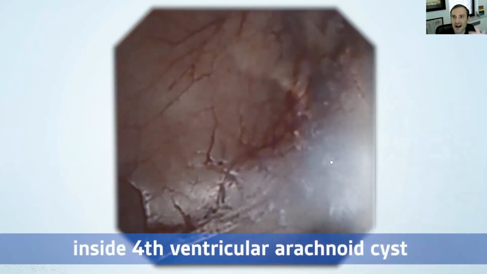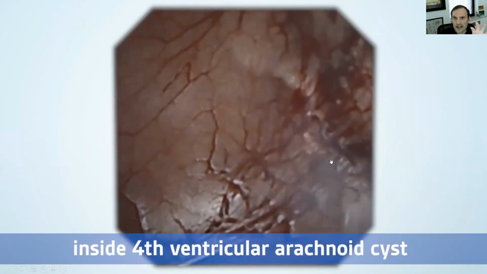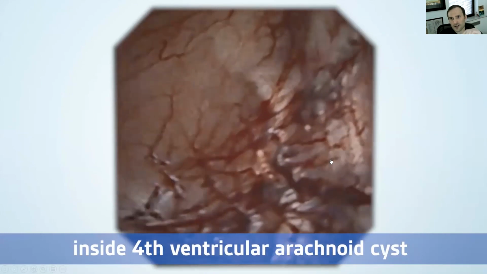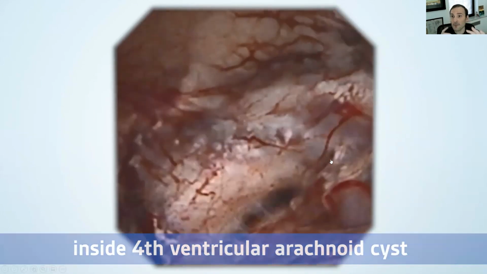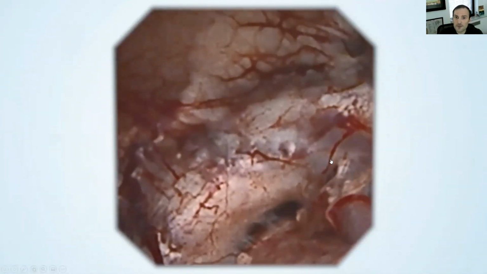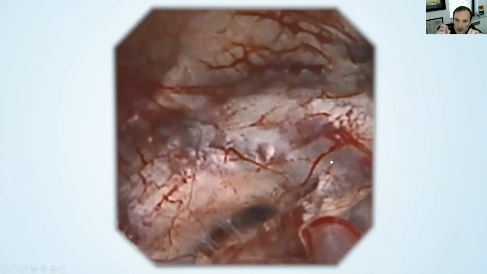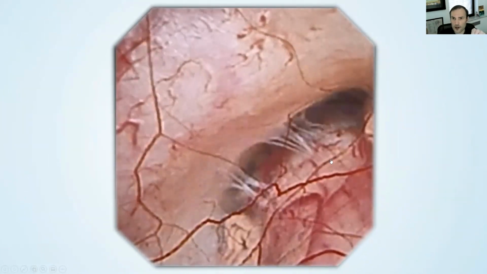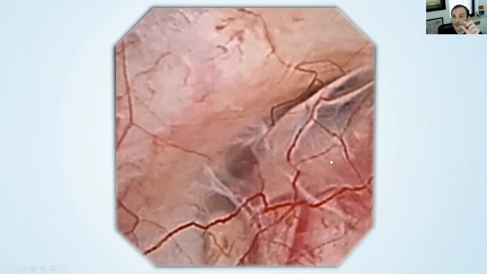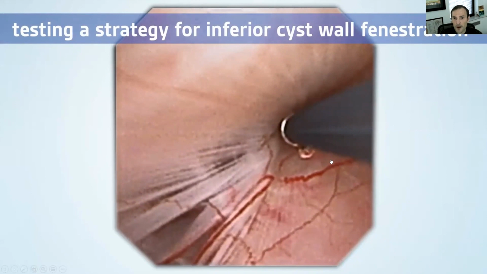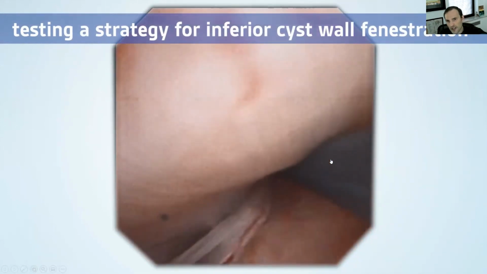So now we're inside that fourth ventricular cyst, and we've got to look around. Again, I don't have image navigation now, so I have to look for landmarks so I know where I am. You can see the dura, the brain stem, the vertebral artery, and I can see pulsations at the spinal cord. Now I'm driving the flexible endoscope down to the foramen magnum, and you can see the spinal cord, and that's the ring of C1.